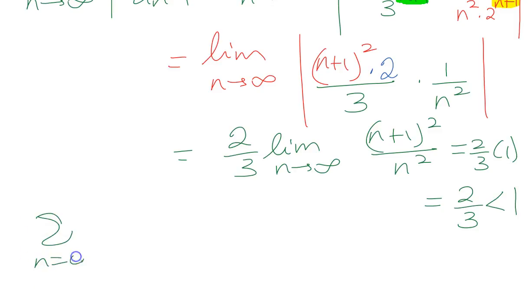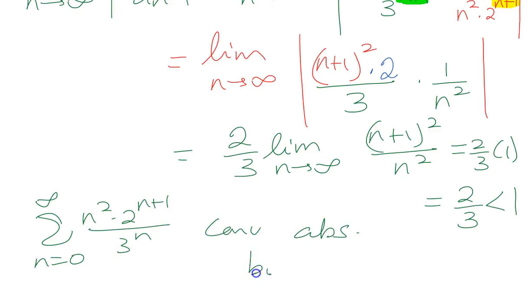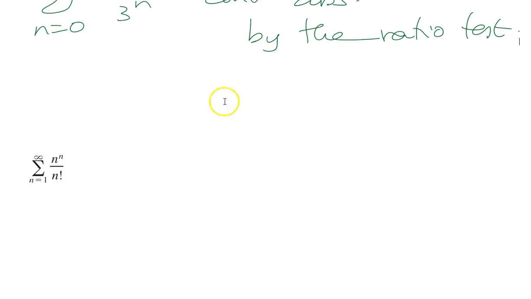So we can say the original series converges absolutely by the ratio test. Guys, every time you do a conclusion, you have to name the test. Next question. Determine the convergence or divergence of this.